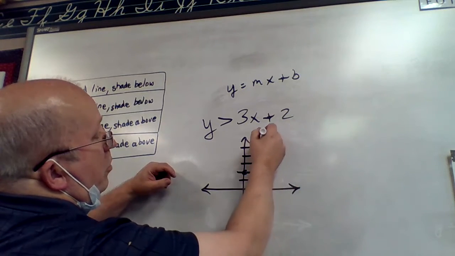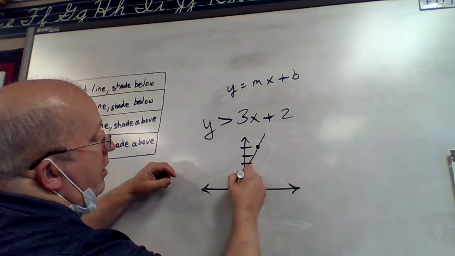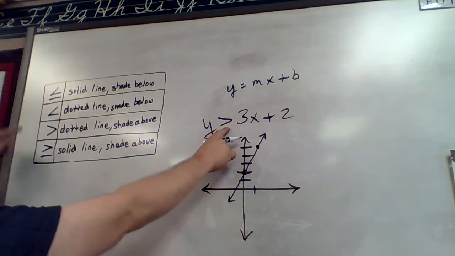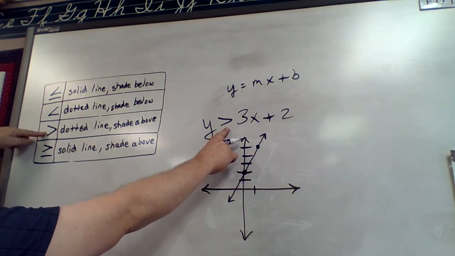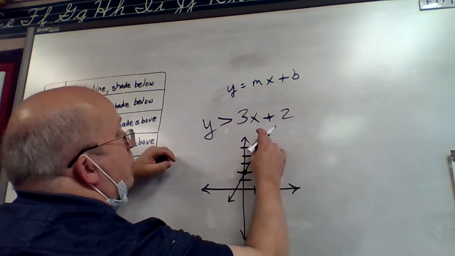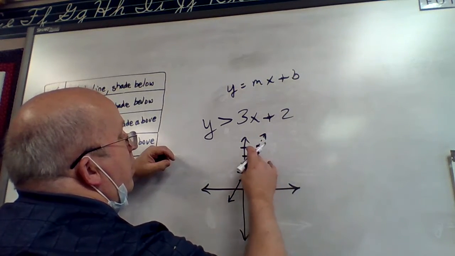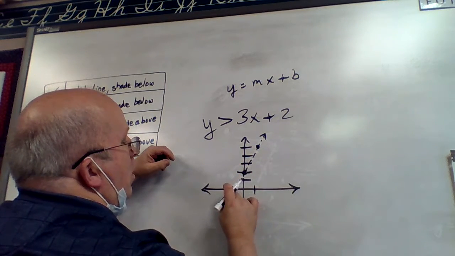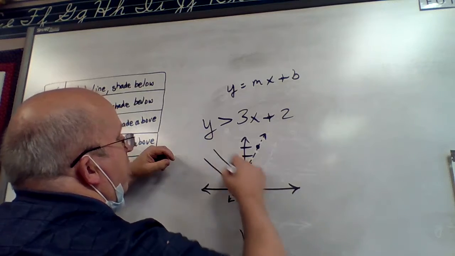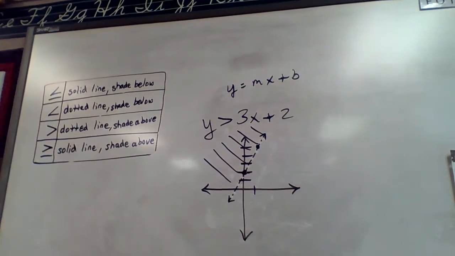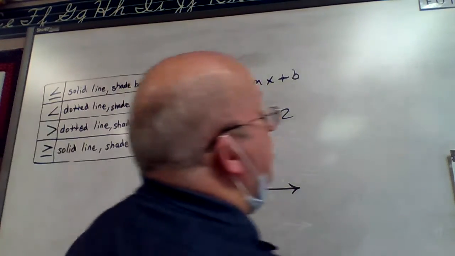Let's get rid of this so it's out of the way. What kind of line should it be? Should it be solid or dashed? That says that we should use a dotted line, and we should shade above. So dotted line. And we're going to shade above the line. And we are done with that particular problem.